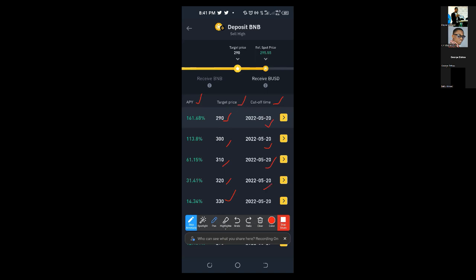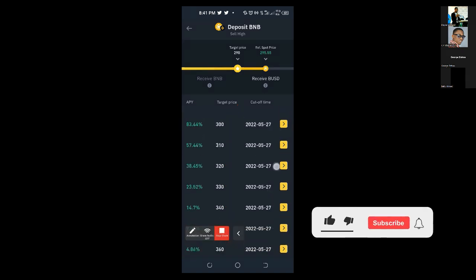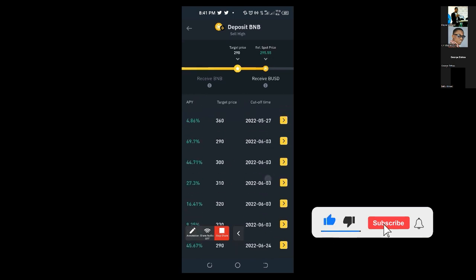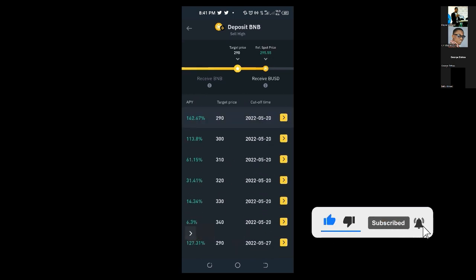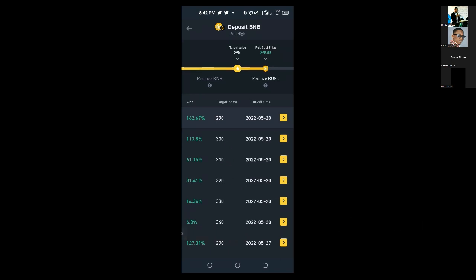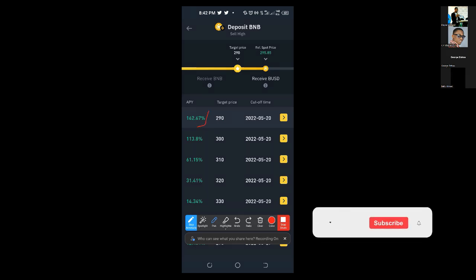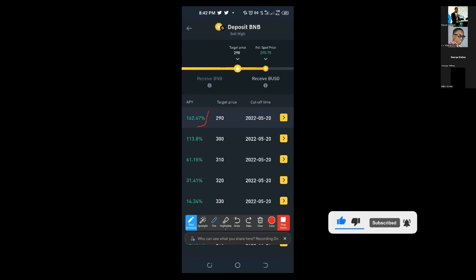And if I scroll down, you get different dates here, okay? The cutoff date, you get different cutoff dates here. So you choose the one you want to go with, okay? For the purpose of this demonstration, I will just go with the first one, which has the higher APY, okay? This one has between 162 to 67, all right?